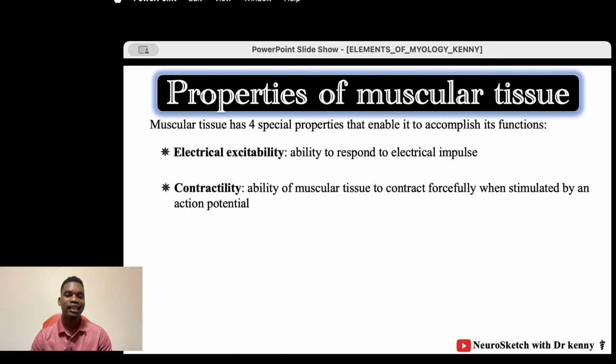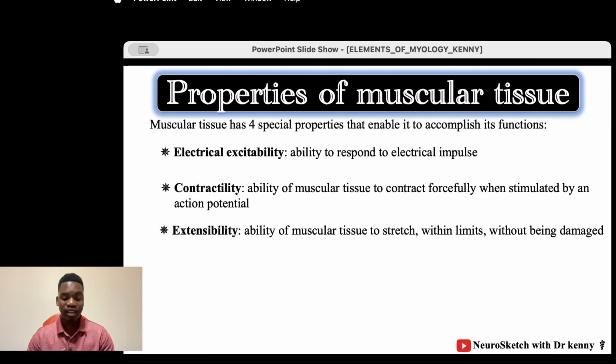And number two is contractility. Contractility is the ability of the muscular tissue to contract forcefully when stimulated by the electrical impulse, without damage. Number three is extensibility. Extensibility is the ability of the muscle to stretch within limits, of course, without being damaged. That is extensibility. And lastly is elasticity.